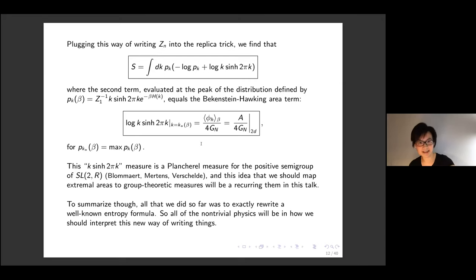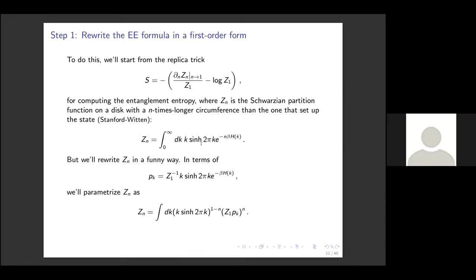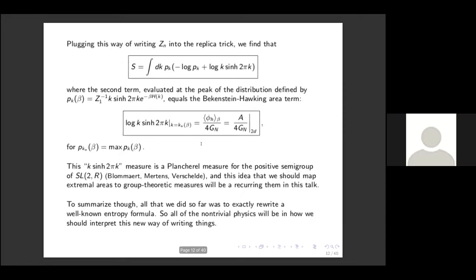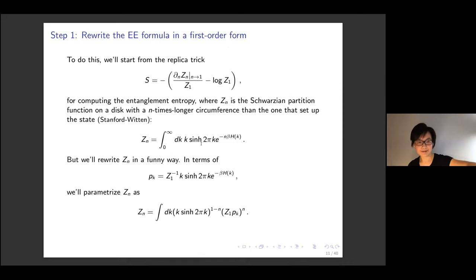That density of states is exactly this k sinh 2 pi k. So right, the Zn was this formula back here. So the inverse Laplace transform of it will give you the P k. What is the definition of inverse Laplace transform?